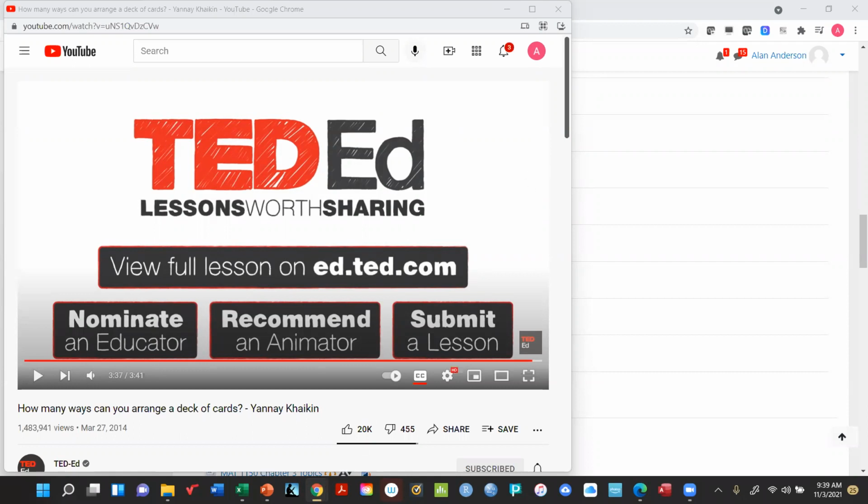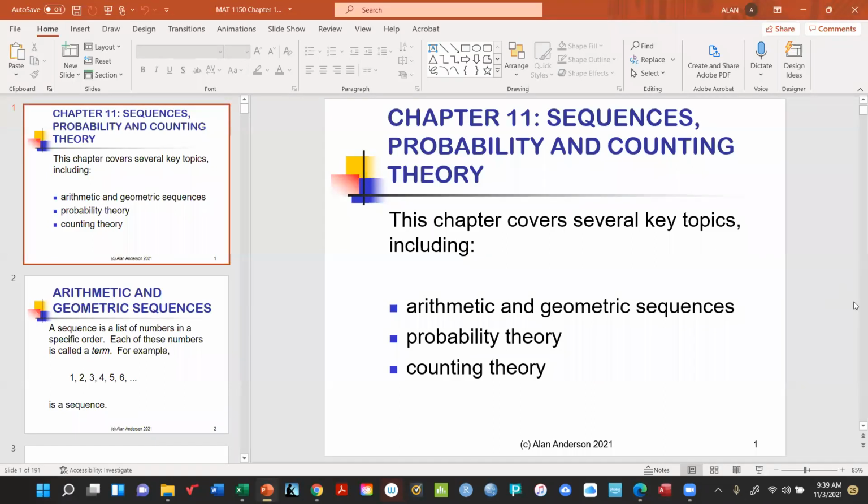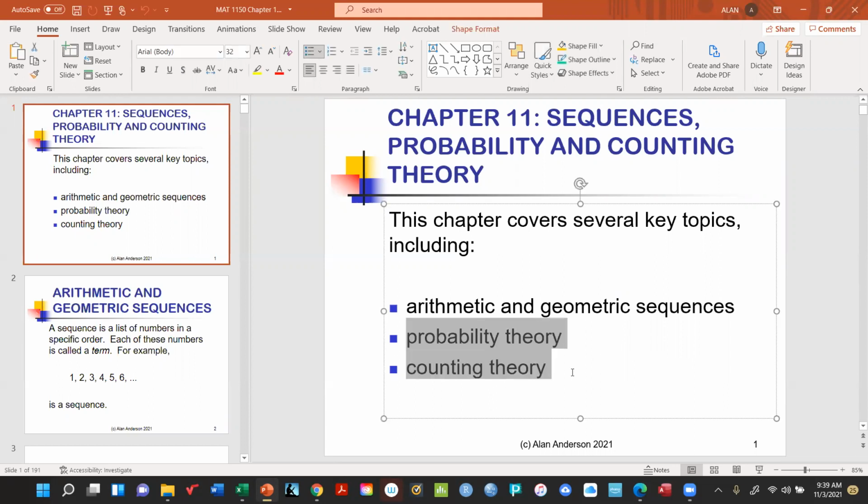So anyway, let's get to the chapter 11 notes. And these, as you'll see, are pretty closely related to what we've just been doing. So we're not going to actually start with probability theory proper. We'll do that in a few minutes. First, we're going to start with something a little different called arithmetic and geometric sequences. Then we'll dive into what is properly probability theory and counting theory.